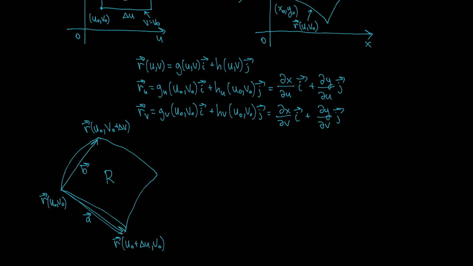If I want this vector A, I can get that just by subtracting these two points at the ends, which is how we find vectors between points. So vector A must be equal to r of u0 plus delta u, v0, minus r of u0, v0. And similarly, vector B must be equal to r of u0, v0 plus delta v, minus r of u0, v0.